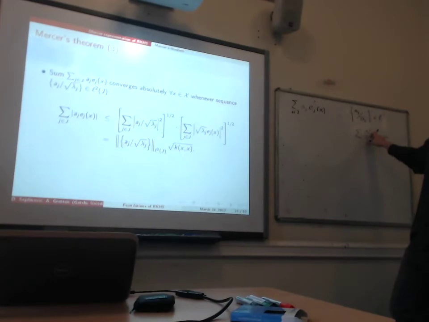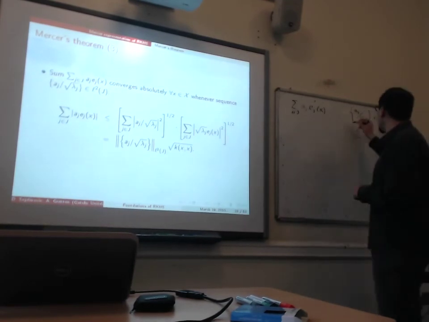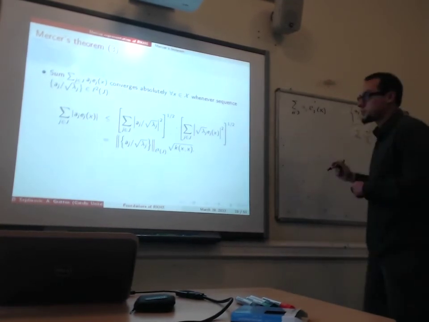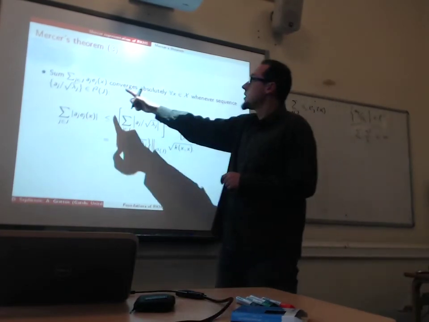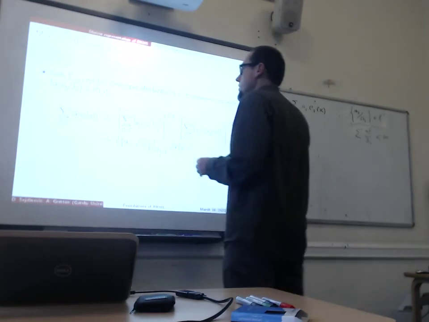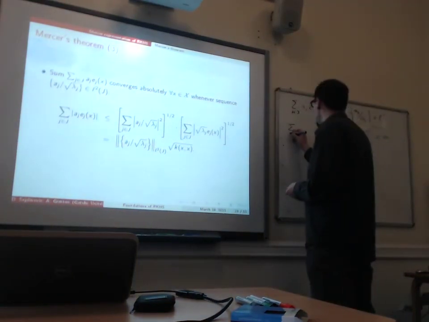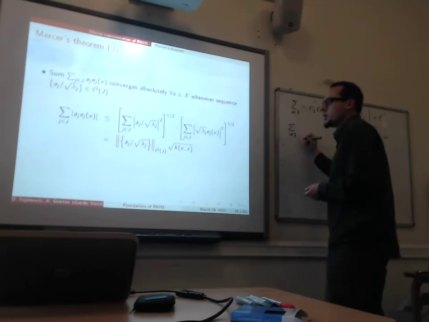So it's much stronger than saying that the sum of a_j squared is less than infinity. So that's how I pick my coefficients. And now I'm claiming that this series actually converges absolutely for every x. And this is again yet another application of the Cauchy-Schwarz inequality.